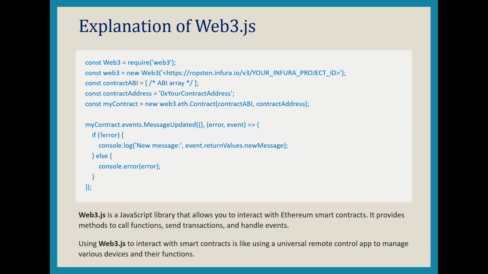Event.returnValues.newMessage contains the new message string emitted by the event, and console.error logs any error that has occurred during the event listening process. So this is just an example. You can use a universal remote control app to manage various devices and their functions, right? With your smartphone, you can manage your TV, your air conditioner, sometimes even your fridge. This is how this works essentially.